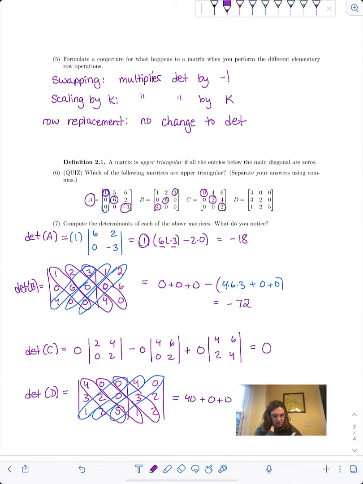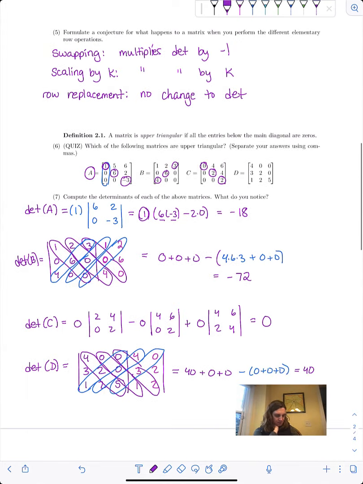equals 40. And so in general, if A is UT, which is our typical abbreviation for upper triangular, well then its determinant is just the product of the diagonal entries.